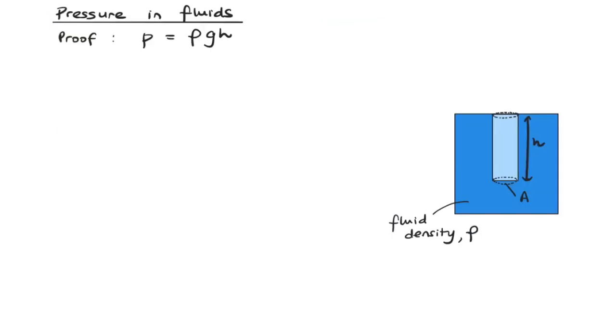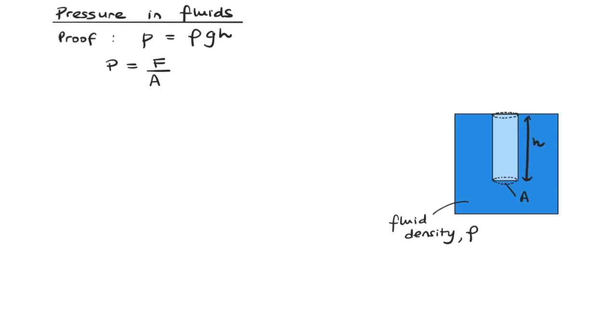Pressure in fluids. Now this is an important proof, which is to prove that pressure equals rho gh. Rho is the fluid density, g is the gravitational field strength, and h is the height of the column or the object that is submerged. So over here I've got a cylinder of height h, which is submerged fully, and it has a cross-sectional area of A. Now pressure is equal to, in general, force divided by the cross-sectional area, F over A.